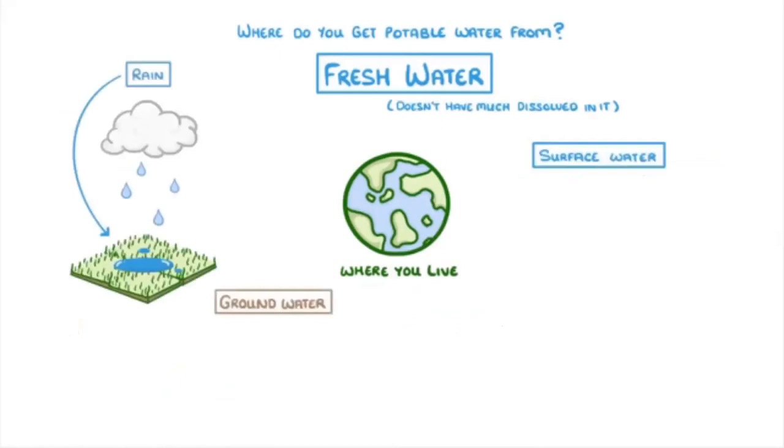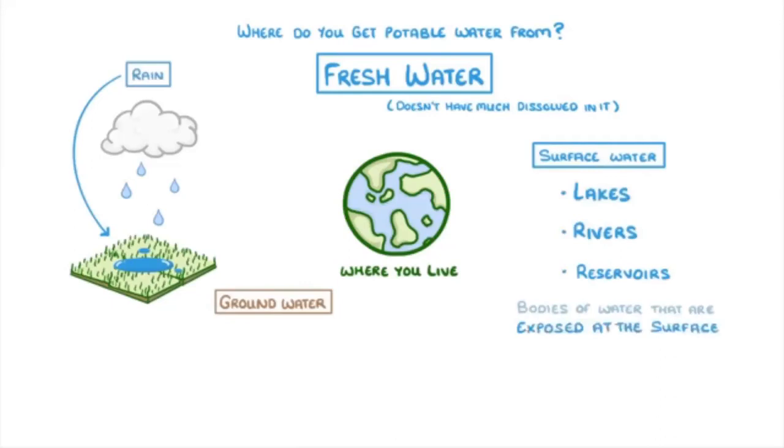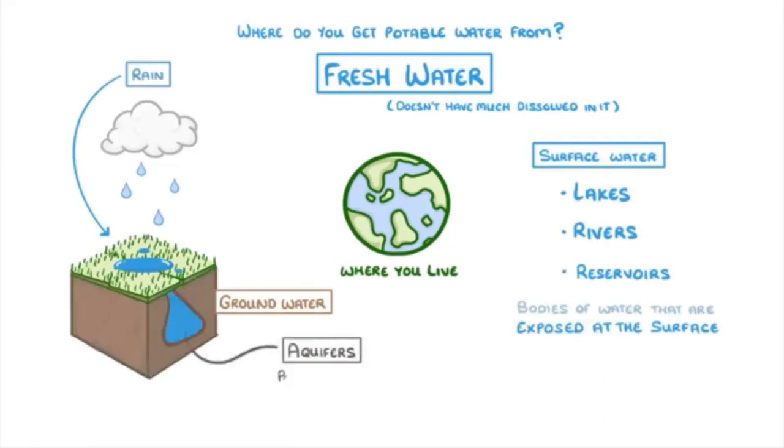Surface water sources are things like lakes, rivers, and reservoirs, literally bodies of water that are exposed at their surface. Groundwater sources, on the other hand, are those found under the ground, like aquifers, which are areas of permeable rock under the ground that trap water.